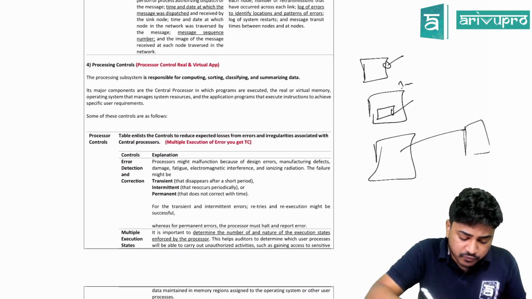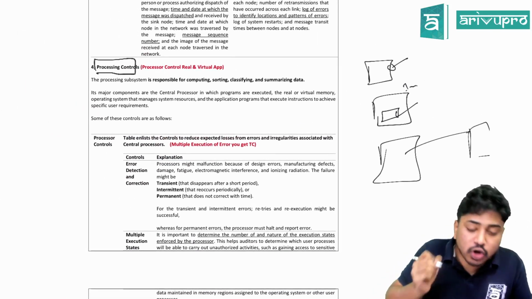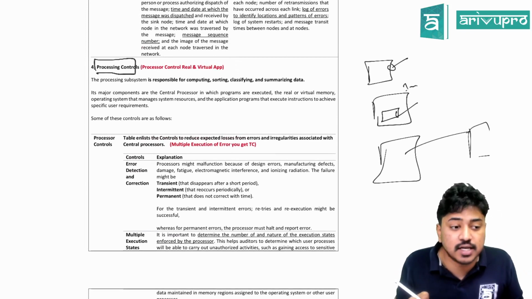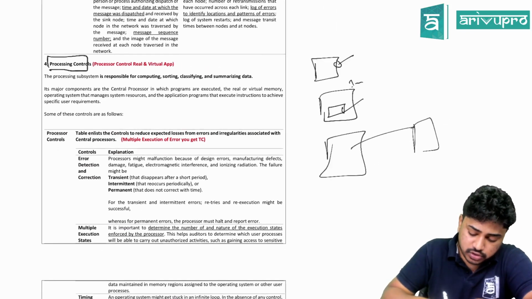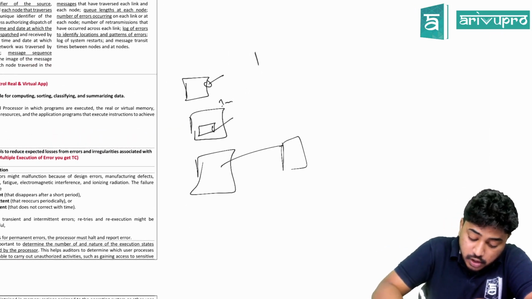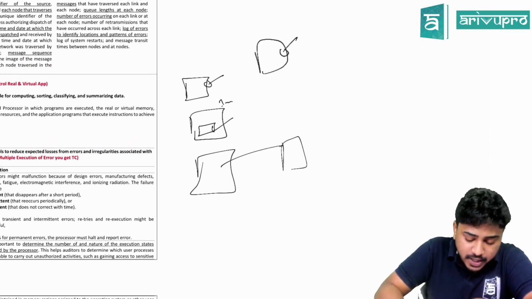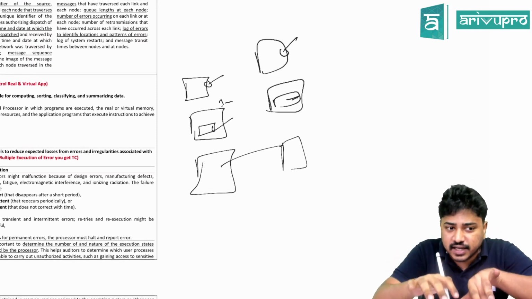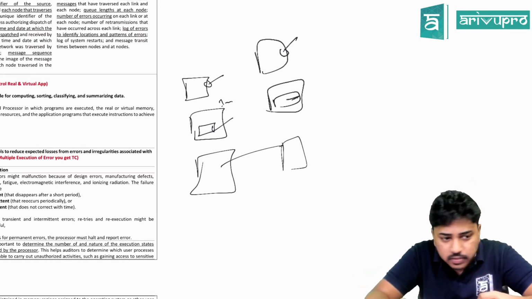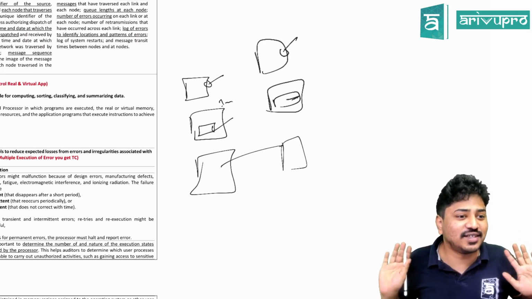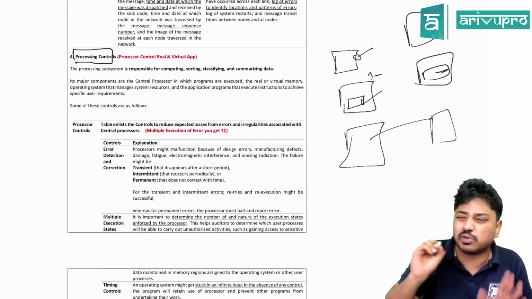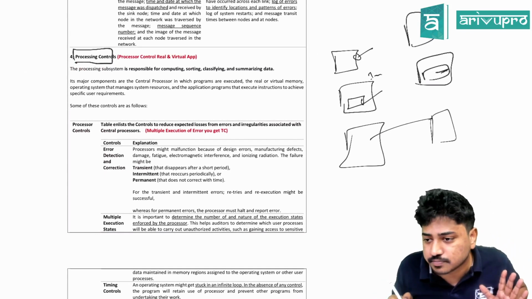Done. Now the fourth one we are going to see is processing controls. Prevent someone from entering incorrect data, make sure the entry is correct. Once the entry is done, processing has to happen, no? Ensure the processing is correct. That is what processing control is in simple terms.